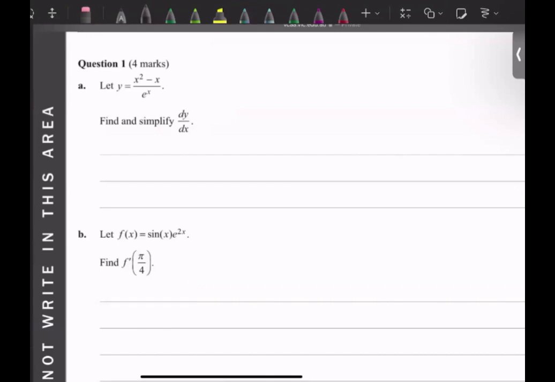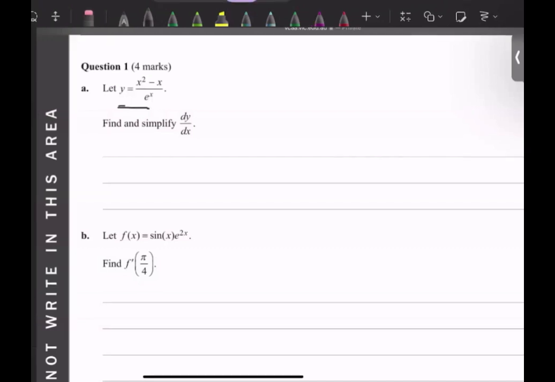So the question says, let y equal x squared minus x over e to the power of x, and we want to find and simplify dy/dx, that is the derivative of y with respect to x. So for those of you who may not be familiar with a question like this, this involves something known as the quotient rule.